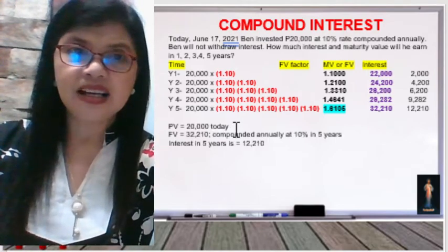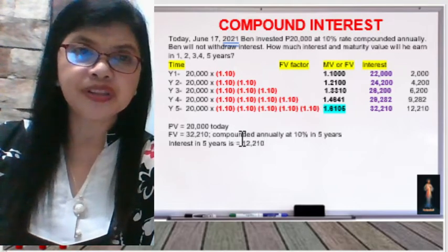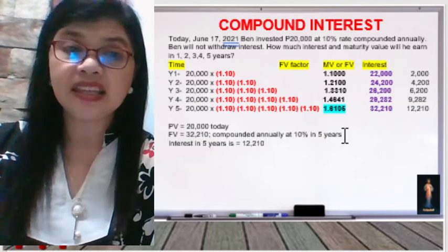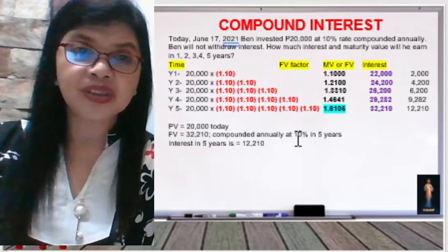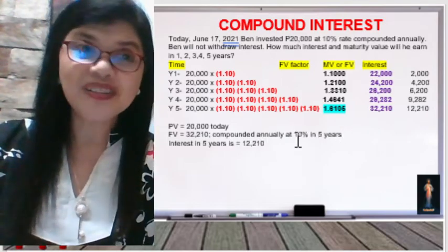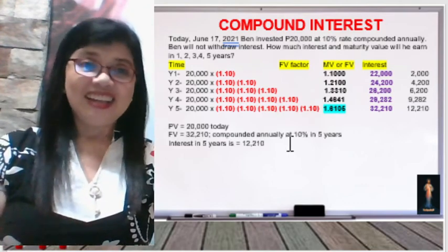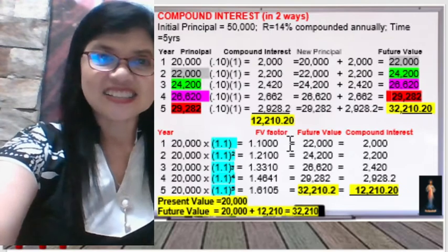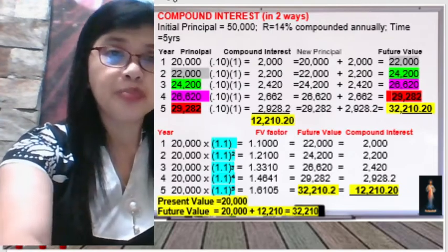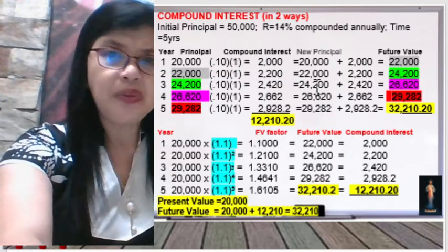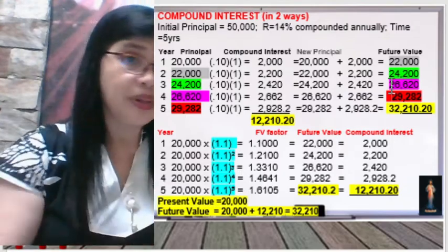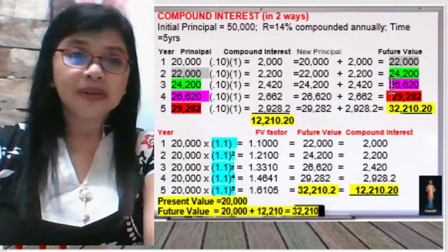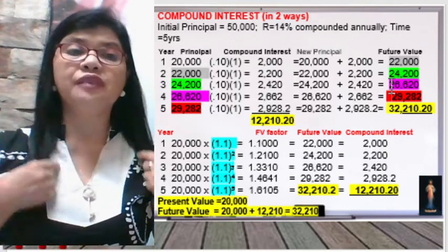Okay, that's the maturity value or the future value compounded annually at 10% in 5 years. So the interest is how much? 12,210. Isn't it very easy? Yeah. Next. Okay, here are two ways to compute your compound interest. Any way of the two will yield the same answer, but I still have to show it because maybe some of you will be using different methods.